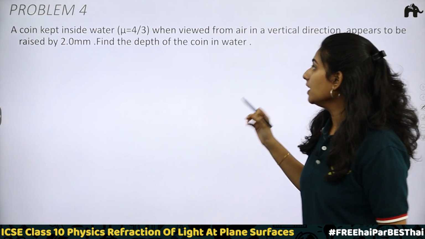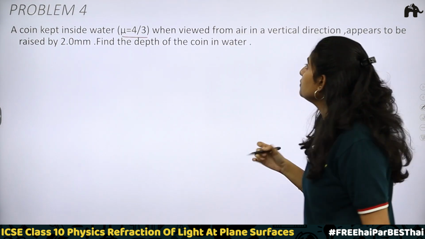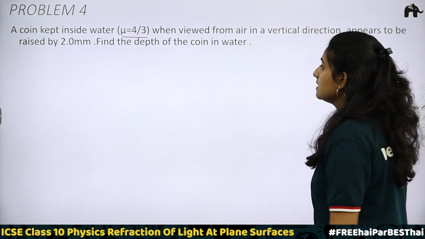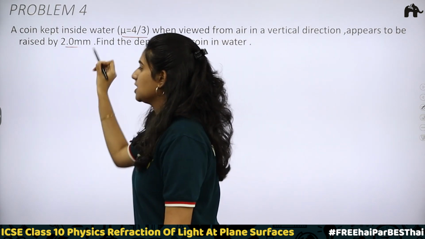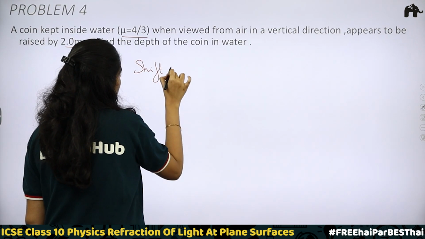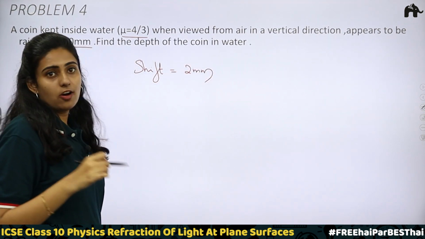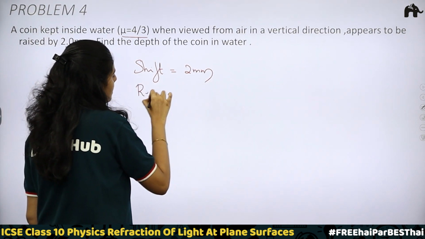Fourth problem, a coin kept inside water. Refractive index 4 by 3. When viewed from air in a vertical direction appears to be raised by 2 millimeter. Which means the shift is given in this question. Shift is equal to 2 millimeters. Find the depth of the coin in water, which means we have to find the real depth.